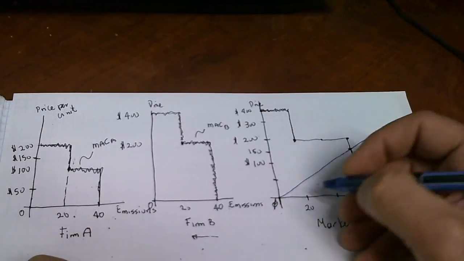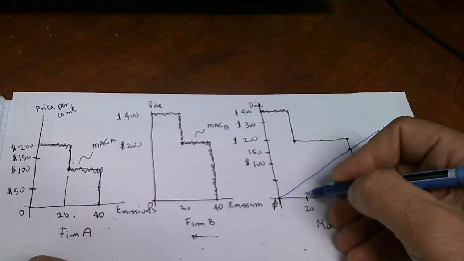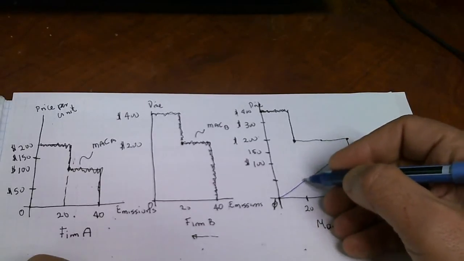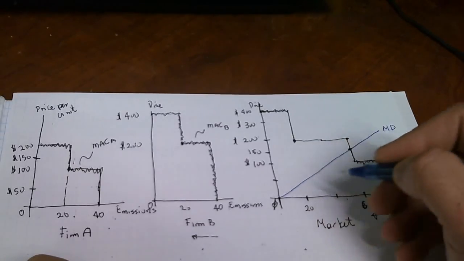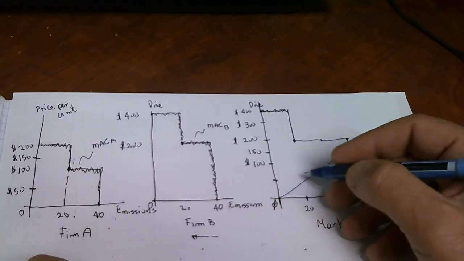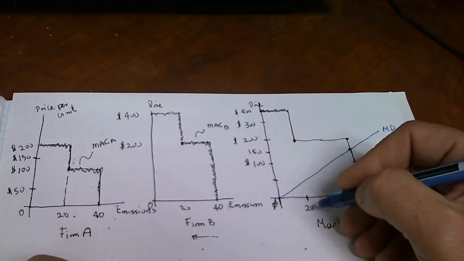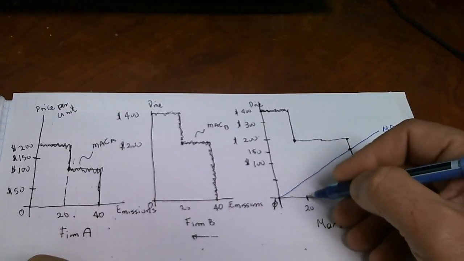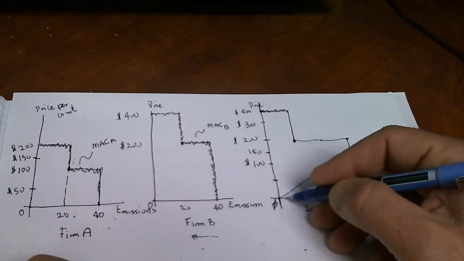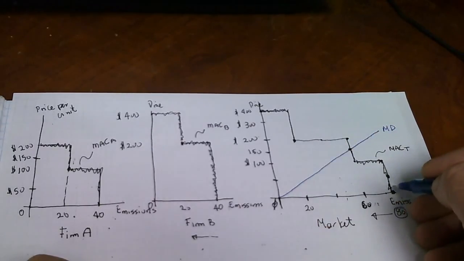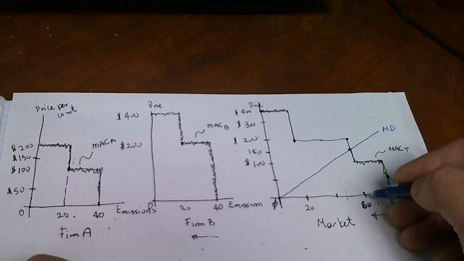So if we are emitting, let's say, 20 tons, the additional damages caused from an additional unit would be at the margin about $50 or $60 here. I don't know what the exact number is, but anyway, around there, $50 to $60. Okay, the total damages caused by 20 tons of emissions is the area under the marginal damage curve, just like the total cost of reducing emissions is the area under the marginal abatement cost curve.